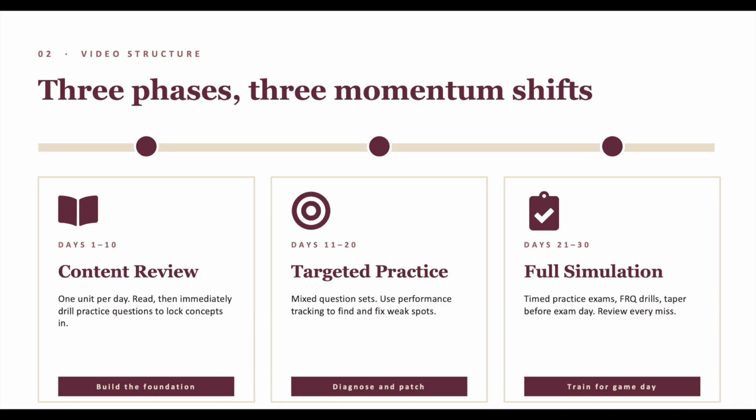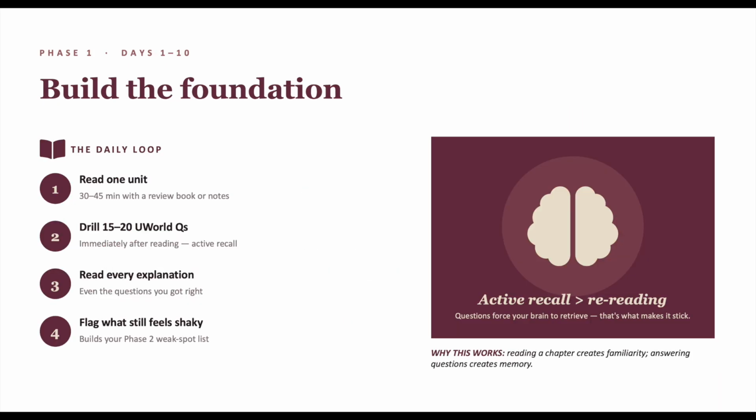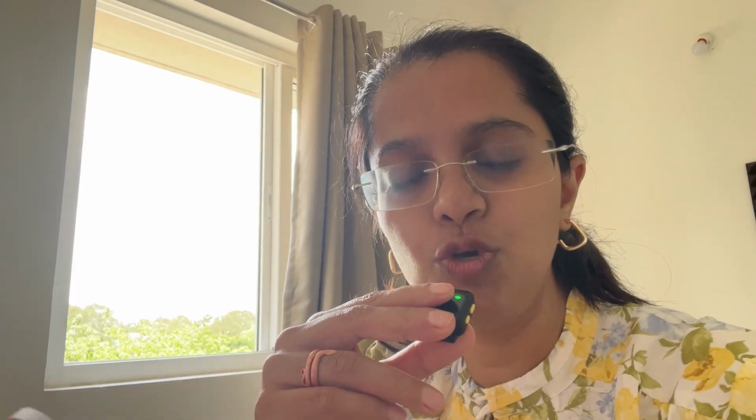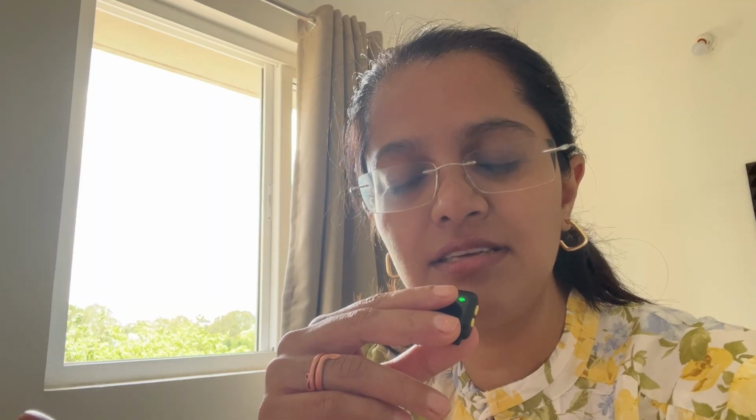So, what I'm doing is I'm splitting this into three phases. Phase 1 is day 1 to 10, phase 2 is day 11 to 20, and phase 3 is day 21 to 30. So, the first 10 days, what you need to do is focus on content review. You have 9 units, take 1 day to practice each unit and don't miss any days. So, by the end of the 10th day, you have completed the entire syllabus at least once. That's the plan for the first 10 days.